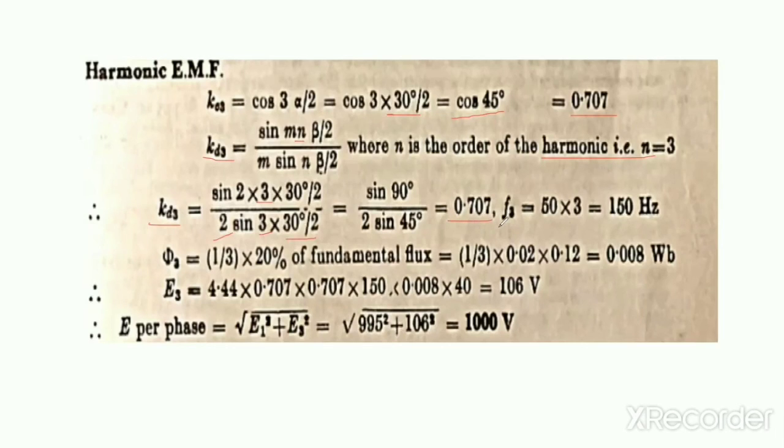Therefore that will be equal to 0.707. Similarly, the supply frequency F3 is equal to 50 into 3. When we are adding the harmonics, F3 is equal to 50 into 3, that will be equal to 150 Hz. Then phi 3 is equal to 1 by 3 into 20% of the fundamental flux, which will be given in the question. Therefore the flux changes from the previous case to this case, that is 1 by 3 into 0.02 into 0.12. Then we obtain 0.08 Webers.